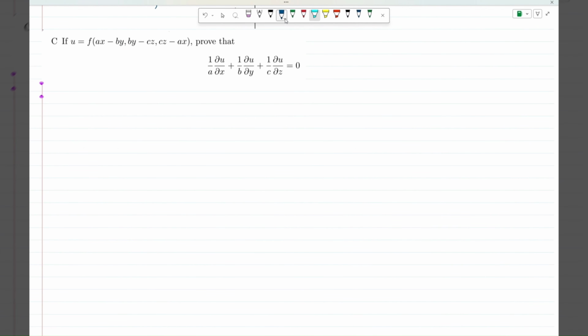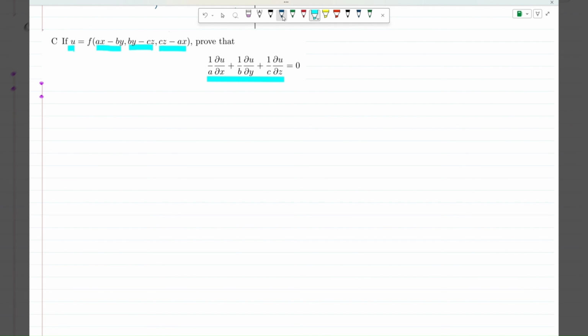This question is based on partial differentiation and its application module. Over here you can see that the function u is expressed as a function of ax minus by, by minus cz and cz minus ax. And we are looking to prove that this expression involving partial differentiation of u with respect to x, y and z variables is equal to 0.